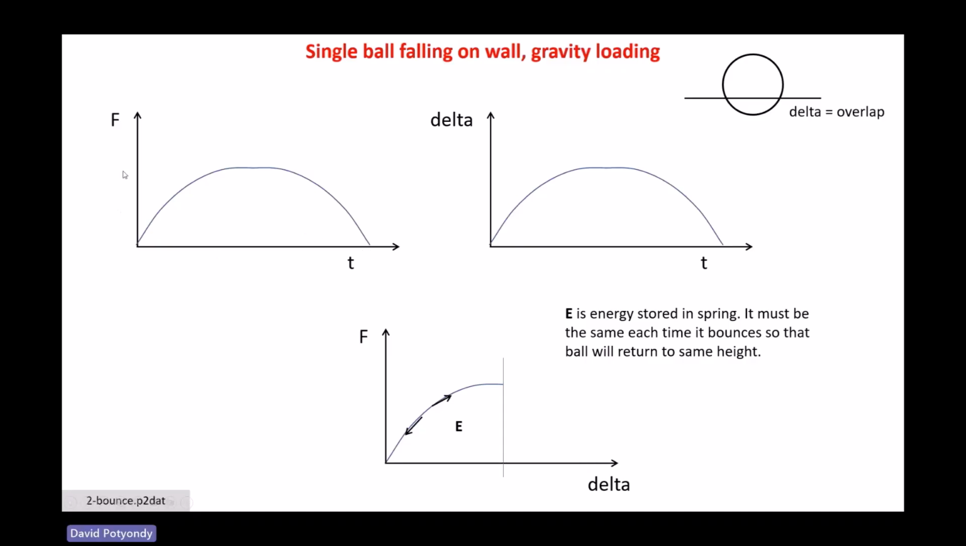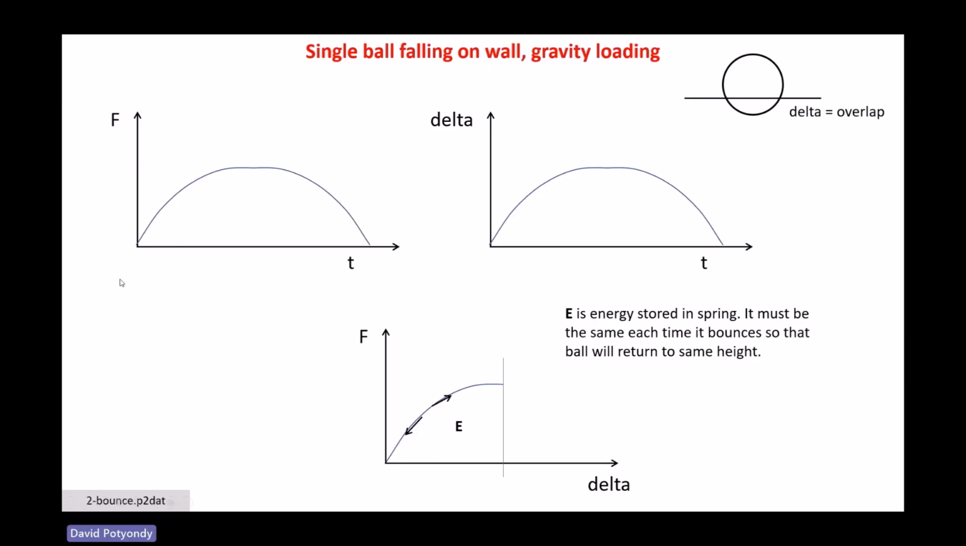If we look at this force versus delta plot, force versus displacement, that's the spring. There's a spring here, right? And it's storing strain energy. So what that would look like is this. Force would build up as delta gets more and more overlap. It reaches a certain maximum depth, and the area underneath this curve is the energy stored in the spring. Okay.